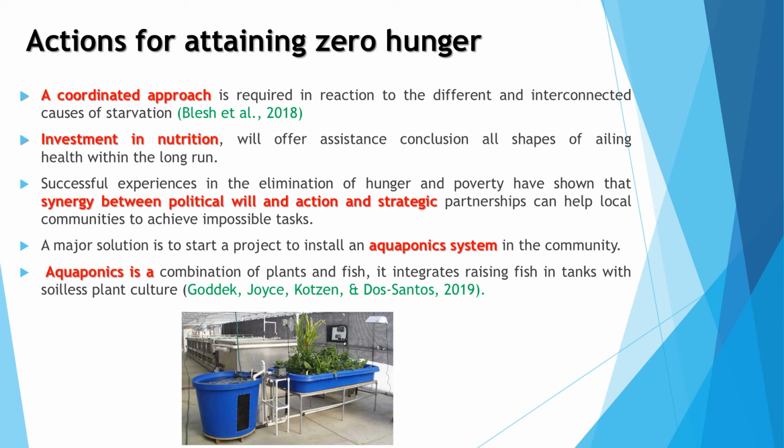Action for attaining zero hunger. A coordinated approach is required. Investment in nutrition, synergy between political will and action, and strategic partnerships can help. And also install an aquaponics system, which is a combination of plants and fish. It integrates raising fish in tanks with soilless plant culture. Thank you. And now to continue with our colleague, Ms. Sundus.